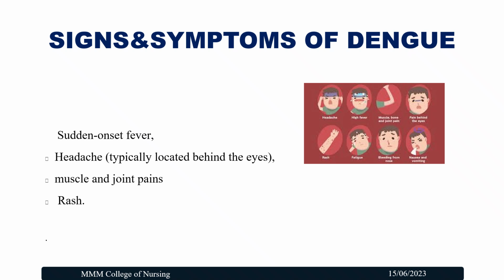The signs and symptoms of dengue fever: sudden onset of high-grade fever and headache, typically located behind the eyes. People often complain of eye pain, muscle and joint pain, and also rashes over the body.